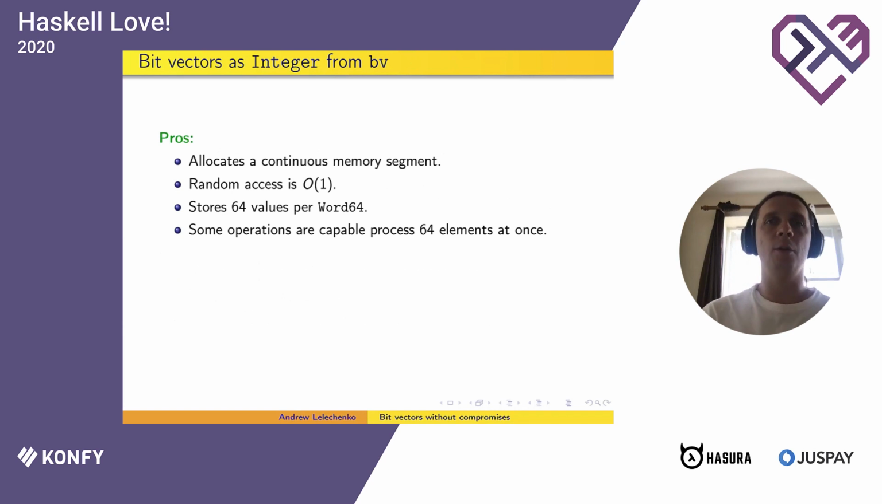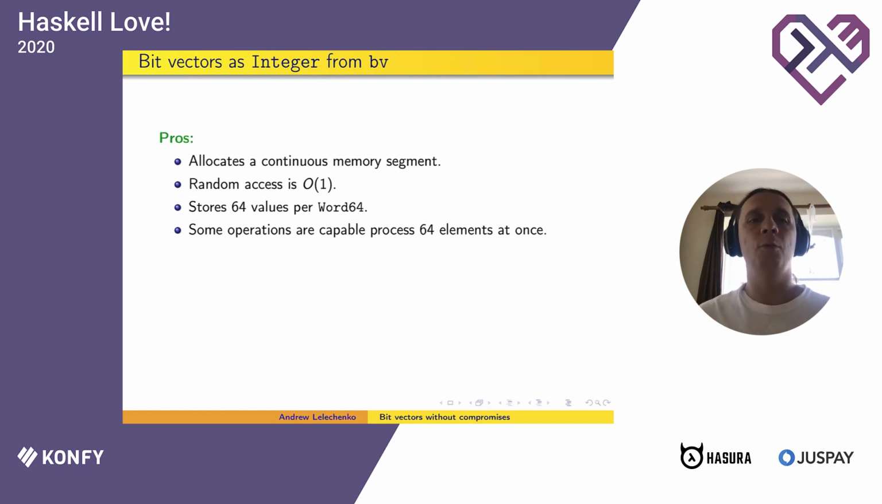We just say, okay, we need to represent bit vectors, which is just a sequence of zeros and ones of arbitrary length. So let's just use Integer. And this approach is implemented in the bv package. Again, Integer in Haskell is usually backed by the libgmp library. So it's continuous memory, random access, it's packed.